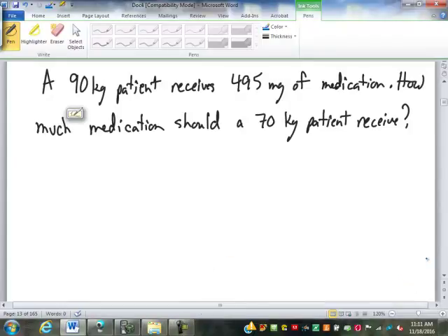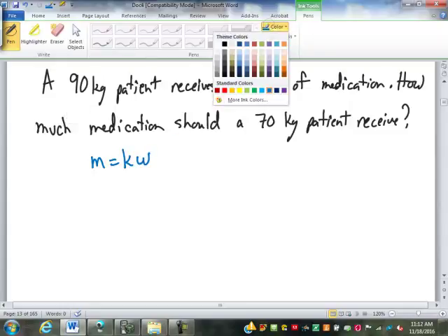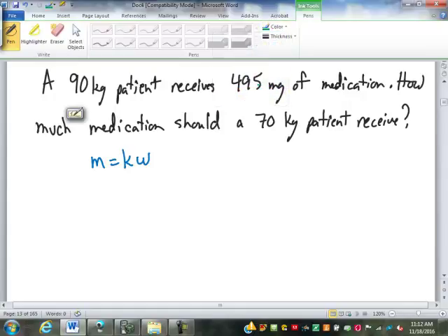So let's take a peek. You know that the weight and the amount of medication is what type of relationship? Should be a direct, right? If the weight goes up, the amount of medication should go up. So the medication is directly related to the weight. So M equals K times W. So a 90 kilogram patient, 90 is the weight, so that goes in for W, receives 495 milligrams of medication.